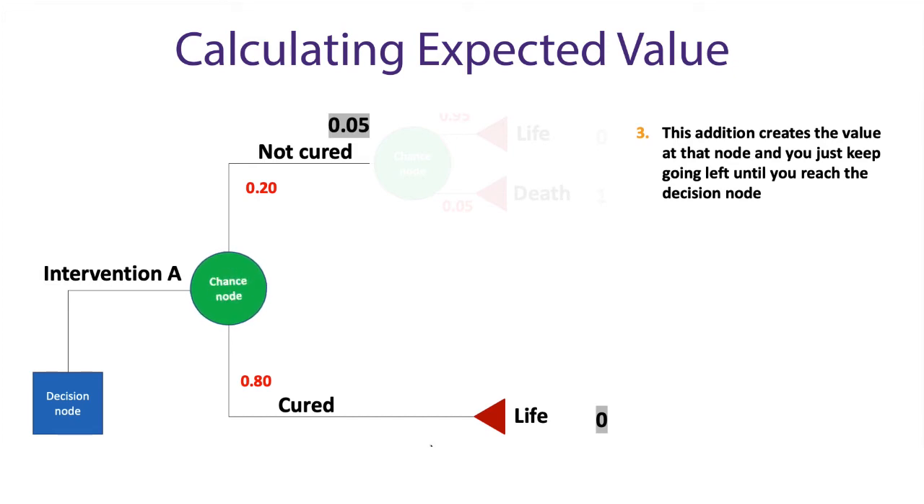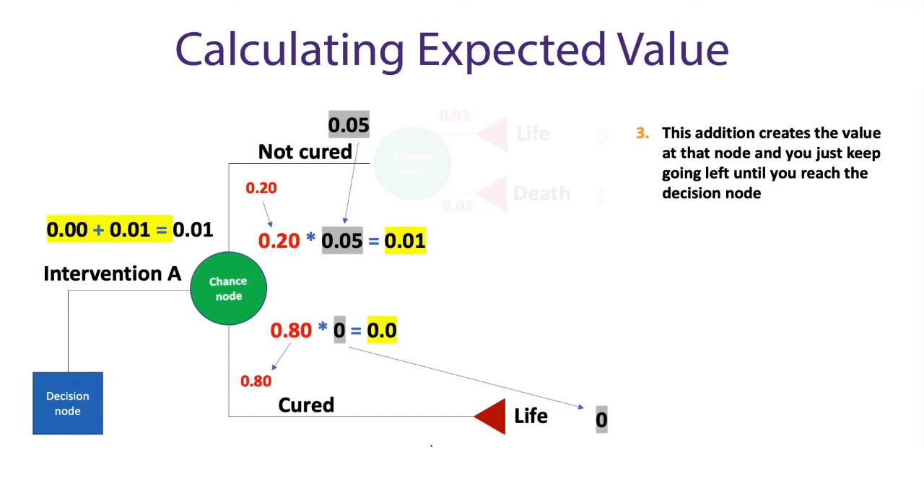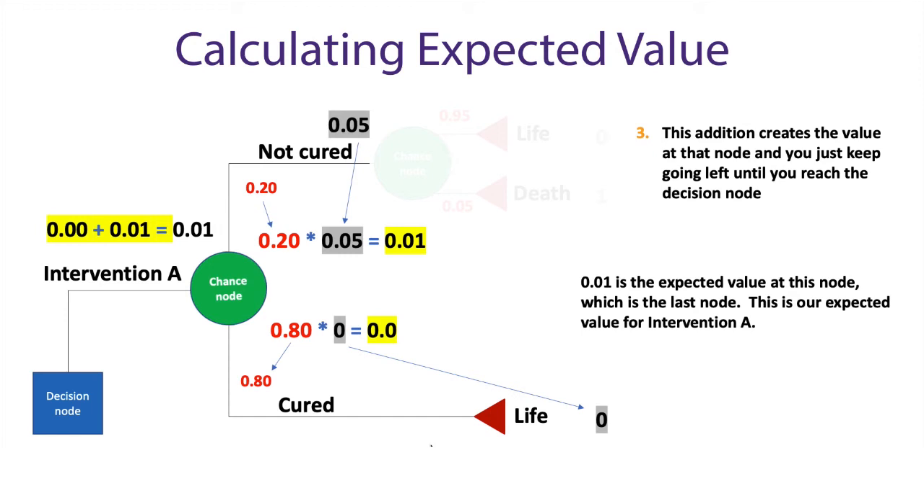We do the same thing that we did before. We multiply the probabilities of the top branch times the value of that node, and we get a 0.01. You see where the 0.2 comes from and where the 0.05. We do the same thing for the bottom branch and we get a 0. You see where the 0.8 comes from and the 0. And then we add those two values together and we get a 0.01. And that gives us the expected value at this node.